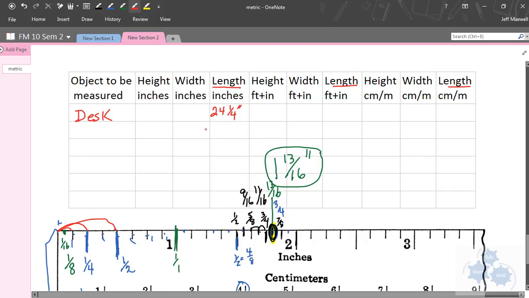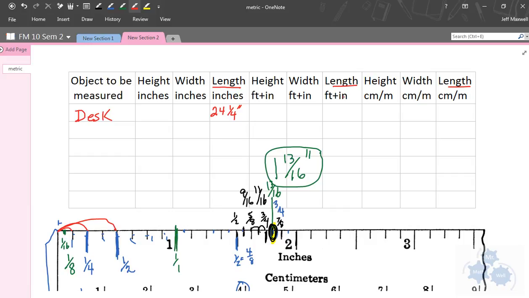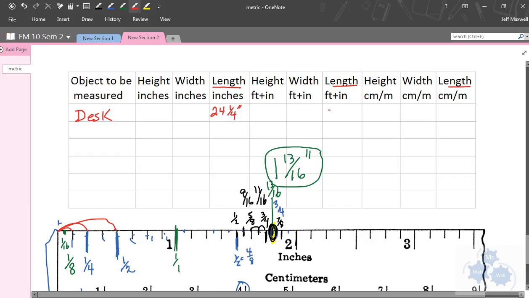Now let's do this one in feet and inches. So we know that 24 inches is exactly 2 feet, right? So we said that's 2 feet, and then 1/4 of an inch. So let's go over here. That's 2 feet, and that's just one little tick mark there, and then 1/4 of an inch extra.